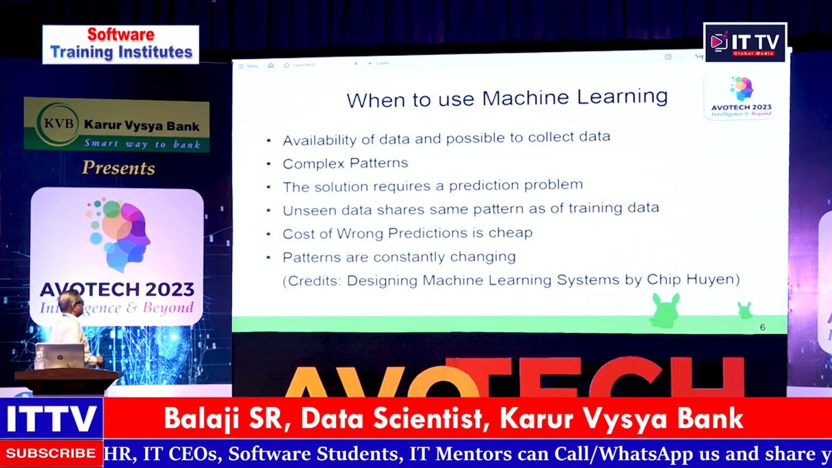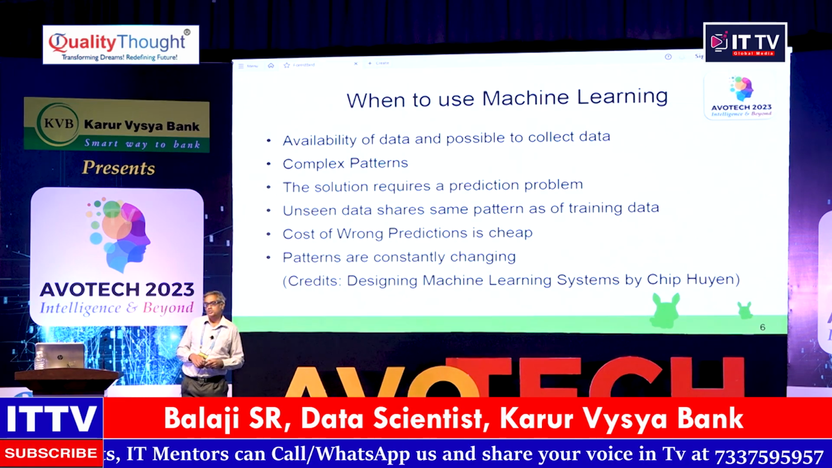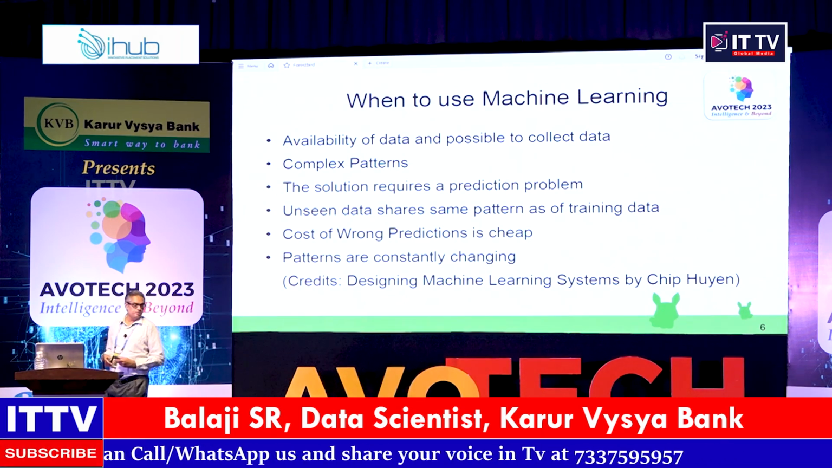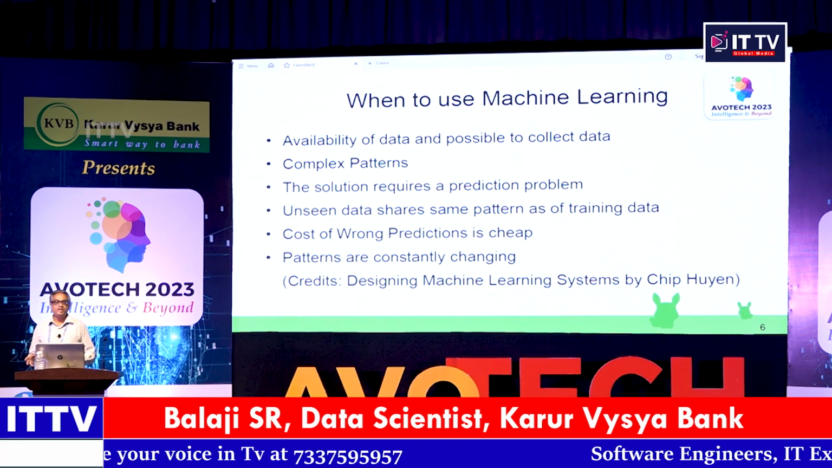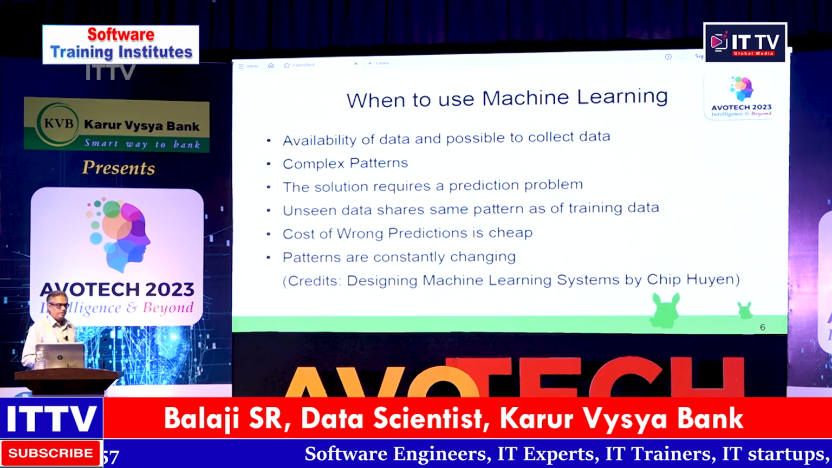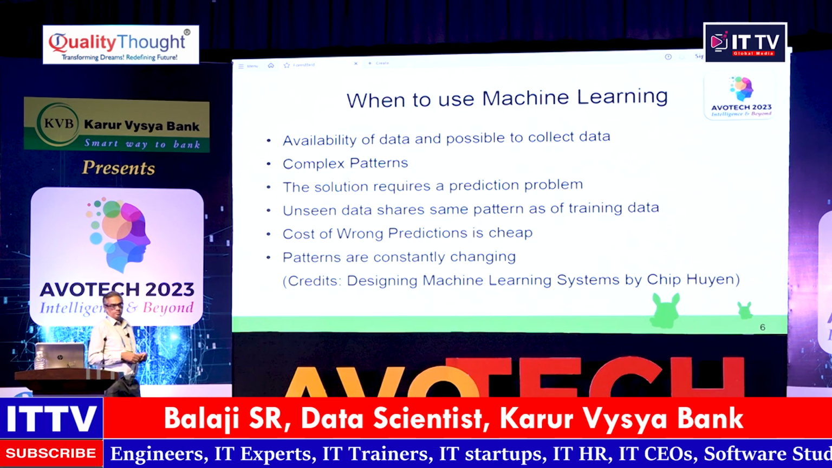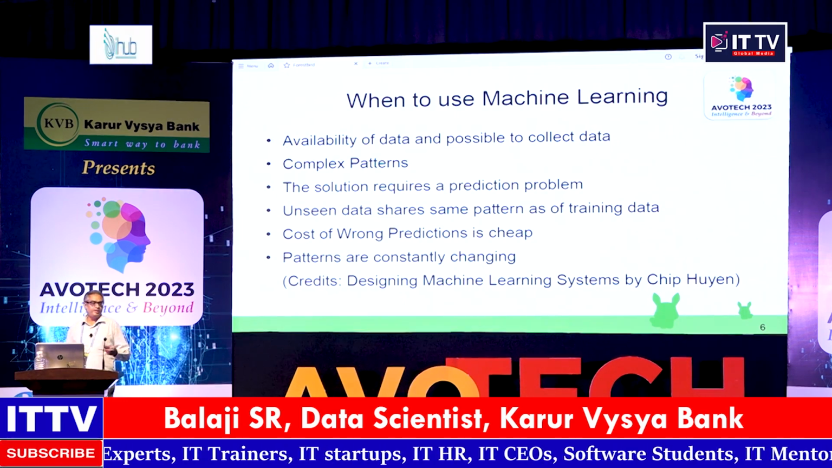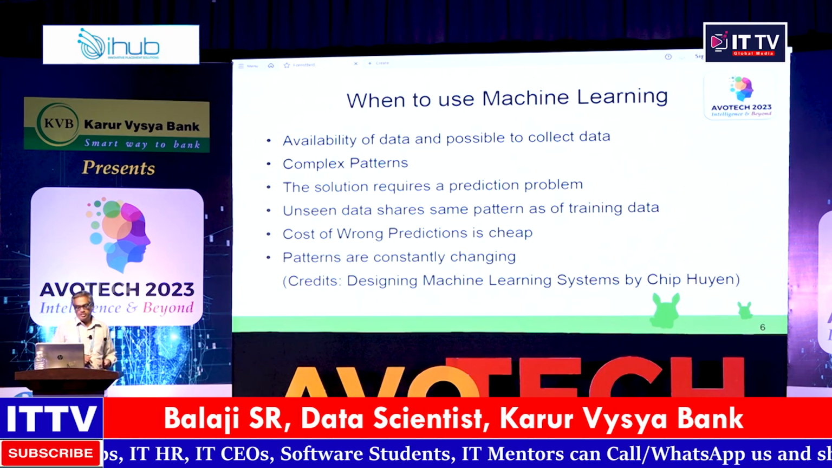So when to use machine learning? Of course, if you have data, and if it's possible to collect data, you should be using machine learning. And it should be a complex pattern. If it's simple, then you can simply use if and else conditions in Excel to do it. And of course, your solution should require a prediction problem. You should be able to predict, and the prediction should be useful to the business. Then only you should use machine learning.